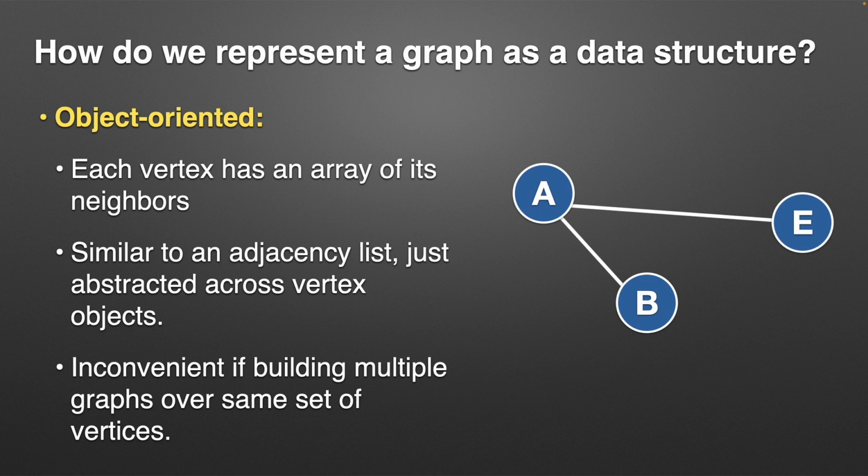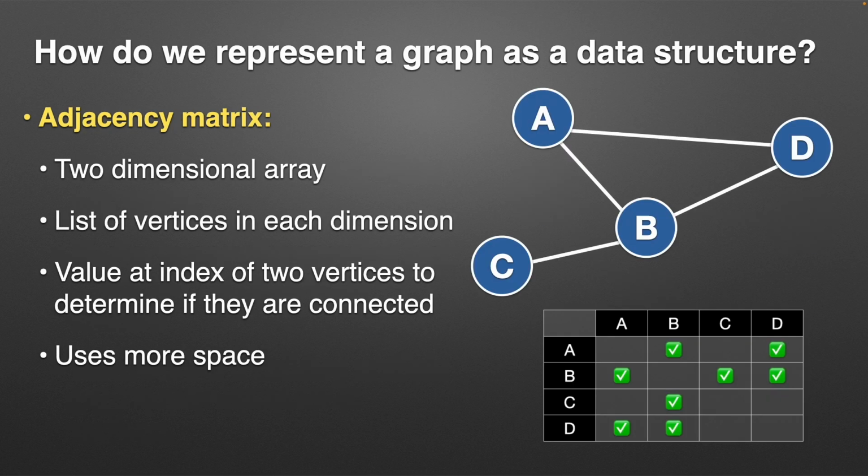This is pretty useful most of the time. Where it's not useful is if you're building a bunch of graphs over the same set of vertices, maybe doing batch operations, where you don't necessarily need to navigate through the graph vertex by vertex. So we talked about another idea for how we could represent one of these graphs, and that was the idea of an adjacency matrix.